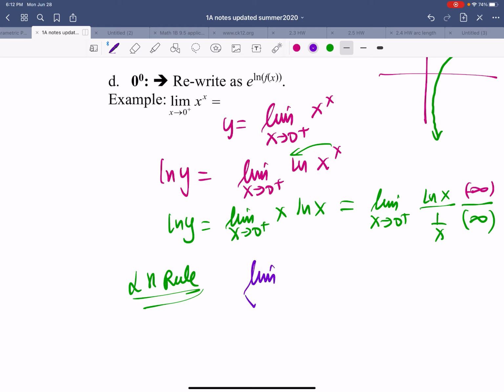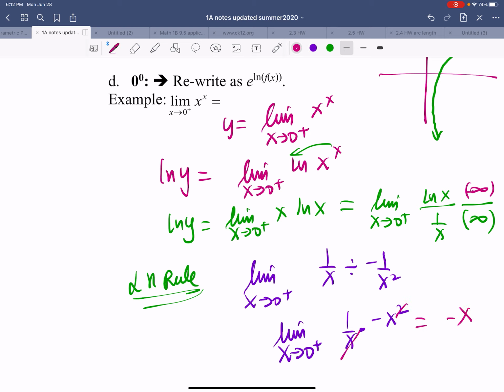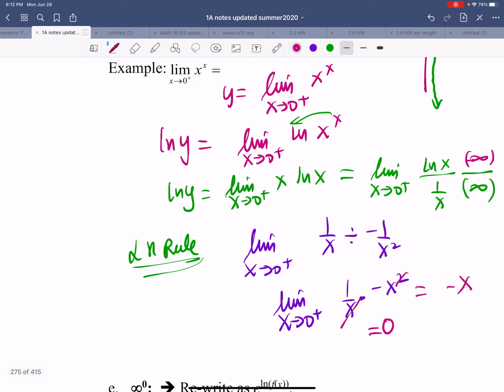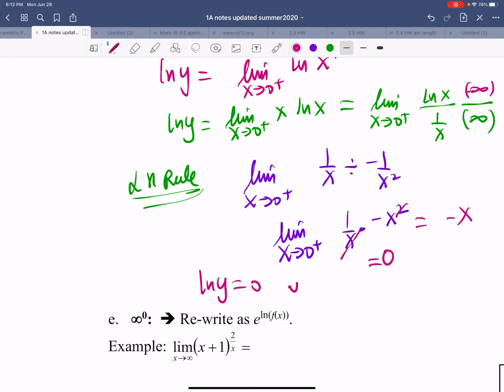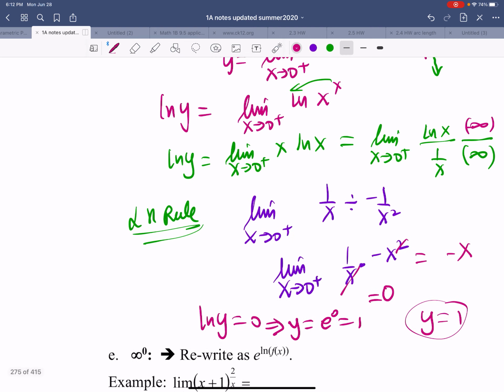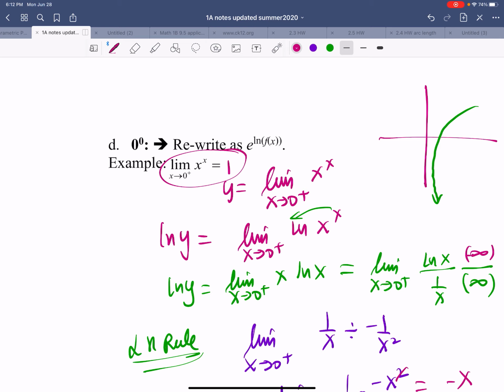Right-hand side: limit as x approaches 0 from the right-hand side. Derivative of natural log of x is 1 over x, and we're going to divide it by the derivative of 1 over x, which is x to the power negative 1, so negative 1 over x squared. Limit as x approaches 0 from the right-hand side of 1 over x times negative x squared turns out to be negative x. When x approaches 0 from the right-hand side, this is going to equal 0. So we can say natural log of y is equal to 0. Y is equal to e to the power 0, which is 1. So this limit turns out to be 1.